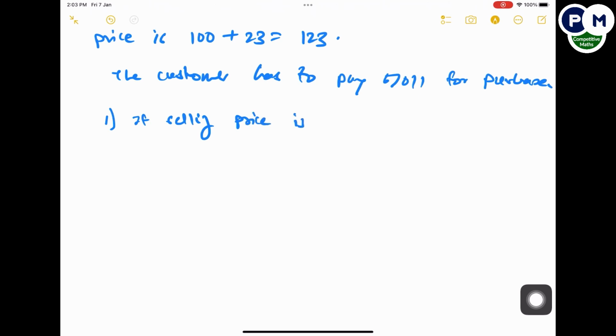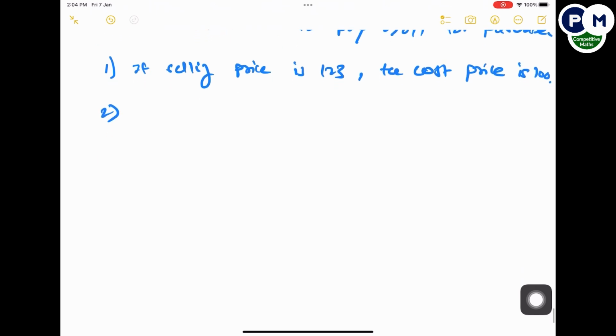If the selling price is 123, the cost price is 100. If the selling price is 1, the cost price is 100 divided by 123. If the selling price is $70.11, then the cost price equals 100 divided by 123 multiplied by $70.11. That gives us $57.00.